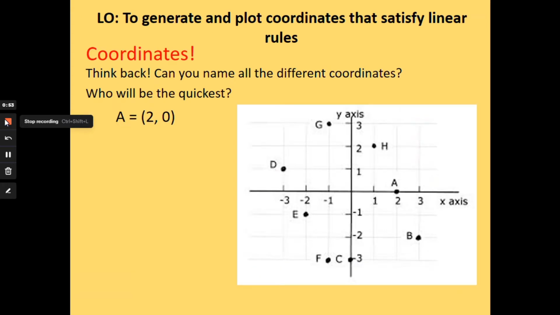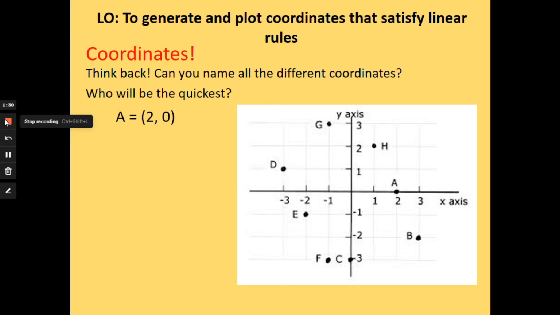So to start with, I want you to have a look at that for me please, and I want you to try and work out the coordinates of all of those letters. So can you name all the different coordinates for those letters? The first one I've done for you, so it's 2 across and 0 up. So the first number is left or right, and the second number is up or down. So think back to when you've done it in school. The first number is left or right, and the second number is up or down.